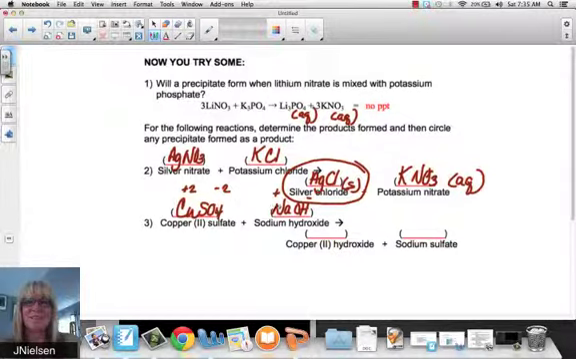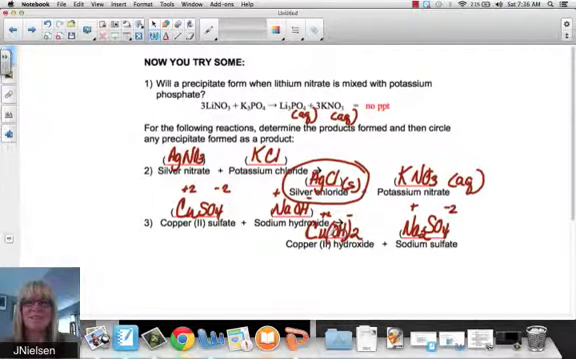On the other side, my positive is going to hook up with my negative, so I'm going to form sodium sulfate, so Na +1, and my sulfate was -2, which means that when I drop and cross, this has to be Na2SO4. And copper was +2, hydroxide was -1, so when I drop and cross, this 2 has to come down here, and now we have our two products.